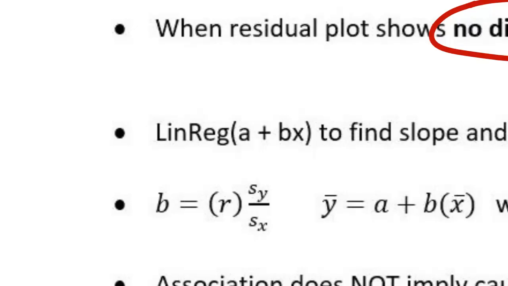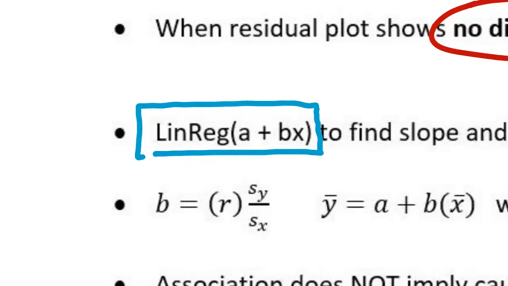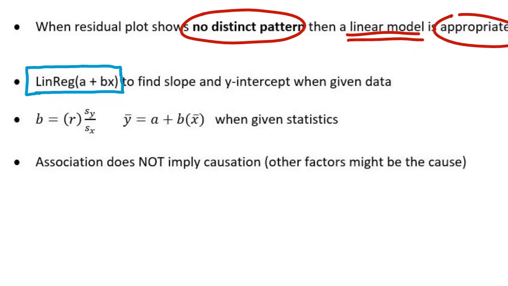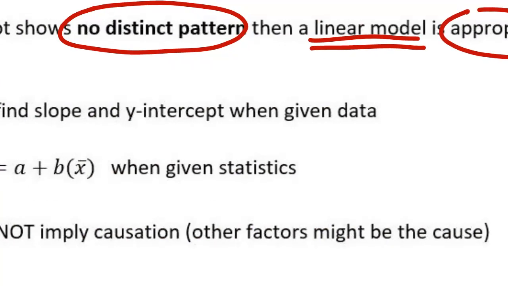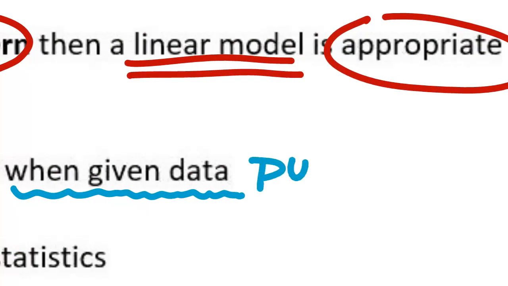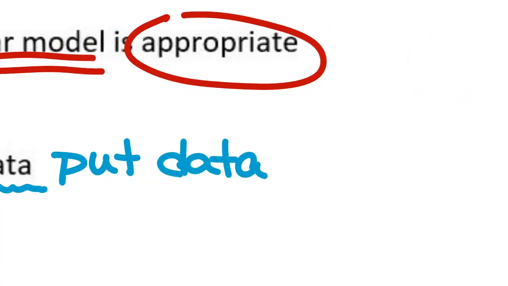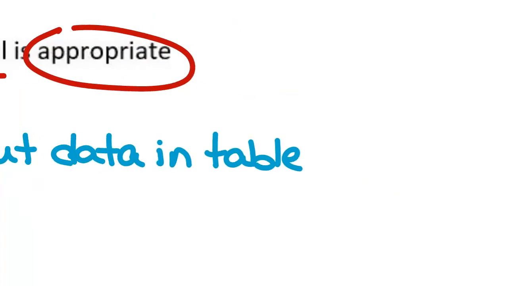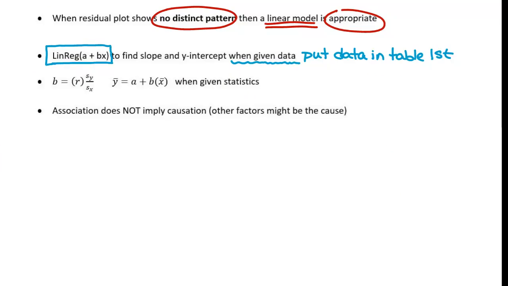You're going to use linreg a plus bx to find the slope and the y-intercept when given data. You will put the data in a table before you try to run linreg. linreg is a linear regression. It will find the least squares regression line.